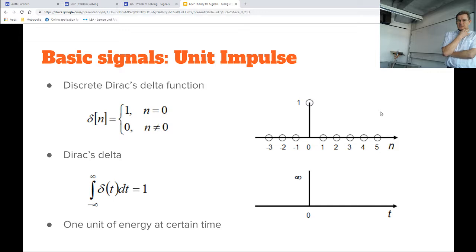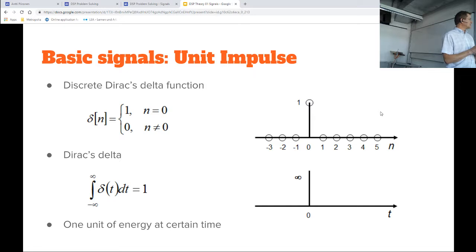Basic signals. Basic sampled signals. One of the basic signals, same as in the analog world, is the delta function, Dirac's delta, meaning that the amplitude goes to infinity at time 0. That's in the analog world, but the energy is 1.